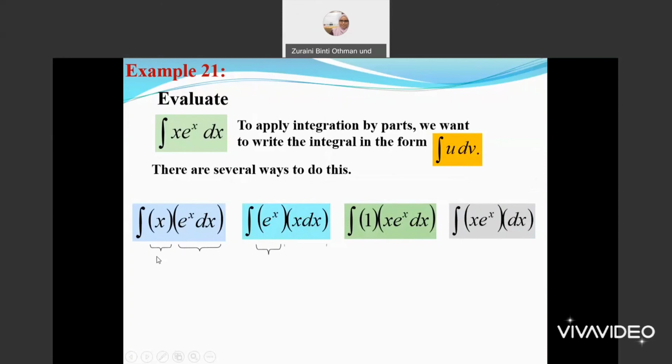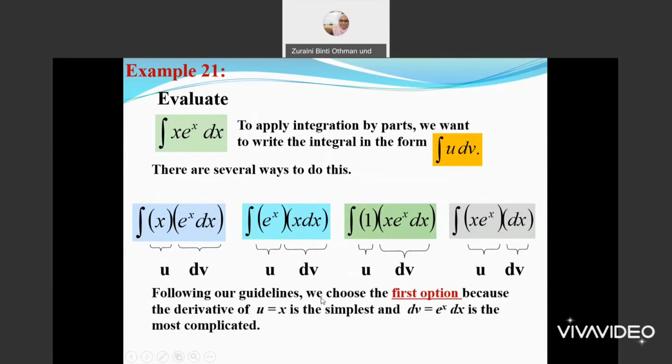Okay. This is how we want to find the u. Okay, so by using the LIPET just now, kita kena pilih yang power kan, yang depan ni. Okay, so now following our guideline, we have to choose the first option. This is the first option because the derivative of u, which is equal to x, is the simplest and dv, exponent x dx, is the most complicated.